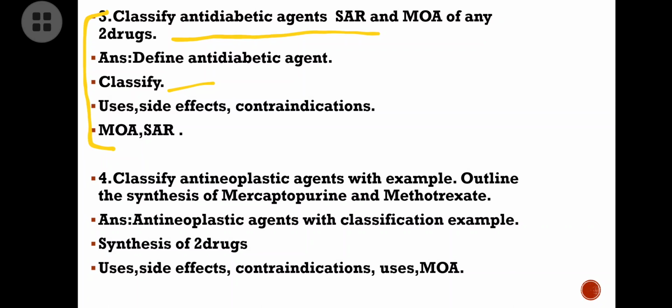Next, classify anti-neoplastic agents, okay, methotrexate. See, these neoplastic agents are also called anti-metabolites. Neoplastic means the drugs which are used to treat cancer, the drugs which are used to destroy the cells of cancer. Here you have to write the definition of anti-neoplastic, classification, synthesis, uses, side effects, contraindications, mechanism of action. You have to maintain all these.